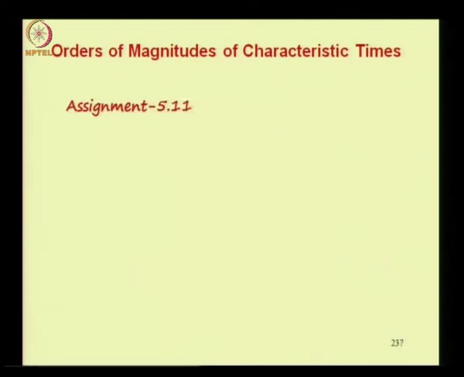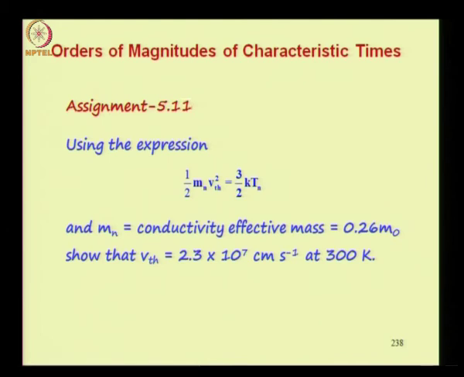Here is the assignment on thermal velocity. Using the expression half of effective mass into thermal velocity square equal to 3 by 2 kTn, and Mn equal to conductivity effective mass, which is 0.26 times m naught for electrons, show that thermal velocity is given by this value at 300 K.